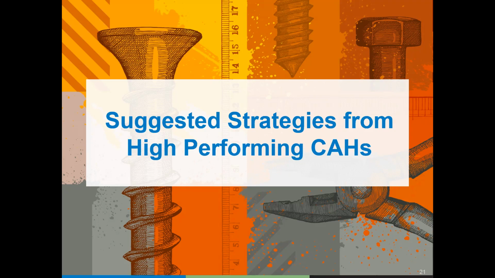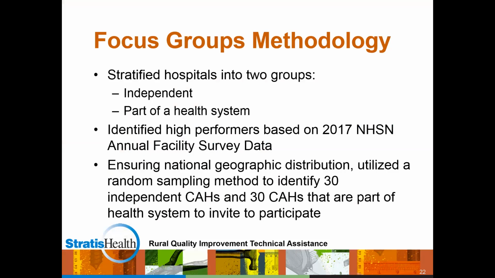So now we'll move into the real meat of it, which is the suggested strategies that we gathered from high-performing CAHs. So a little bit about the methodology. We stratified critical access hospitals nationally into 2 groups, those that were independent and those that are part of a larger health system. And we did that because we've heard anecdotally from independent CAHs that they have different resource and support needs and obstacles than their counterparts that are part of larger health systems, where they may have a more robust antibiotic stewardship program already underway.